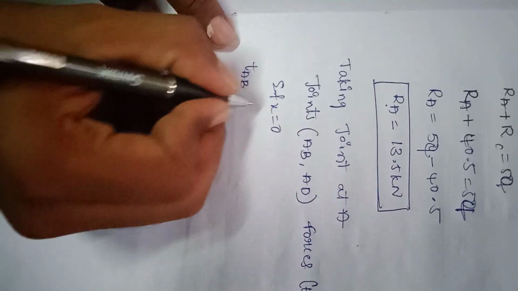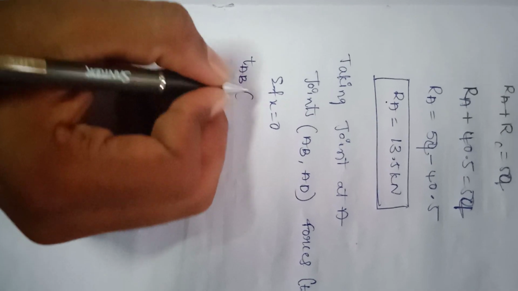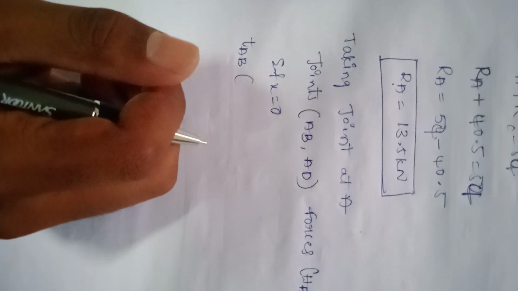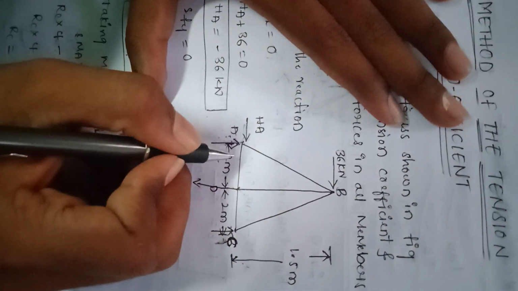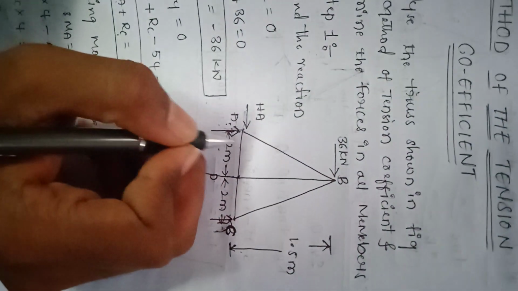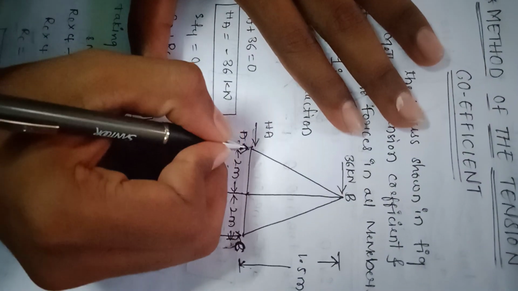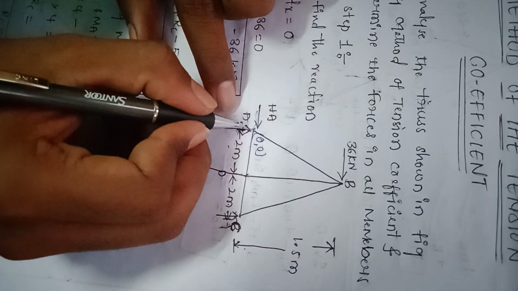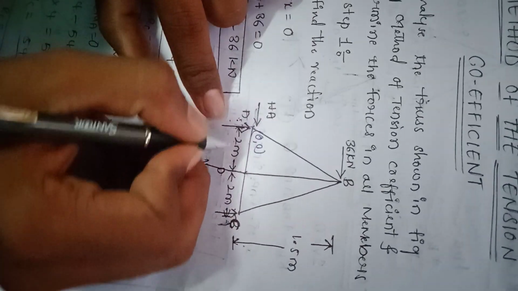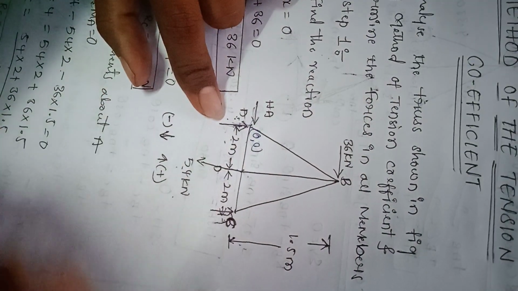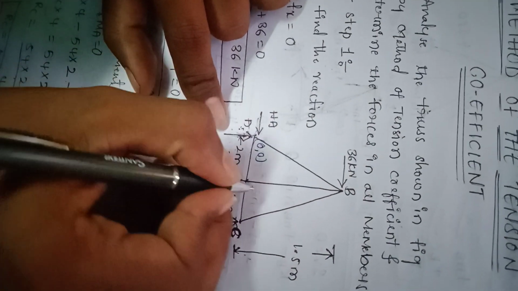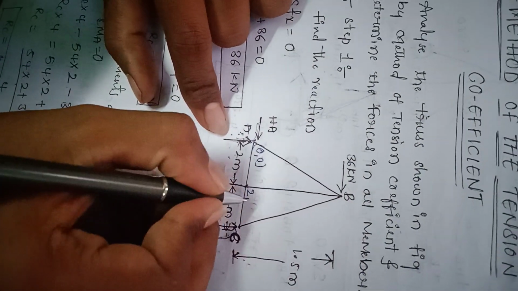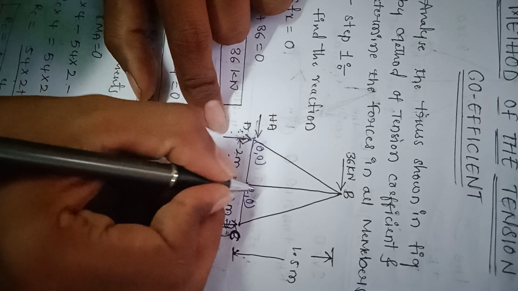Before going to this concept we need to plot the coordinates. How to plot the coordinates I will explain clearly. Here I am considering joint A as my origin. Therefore the starting point is 0 comma 0, and from A to D it is 2 meters in length in the horizontal direction. Therefore the x distance is 2 meters and the vertical distance is 0.